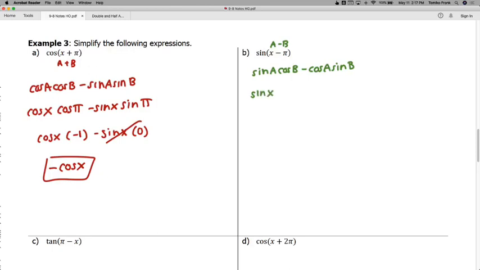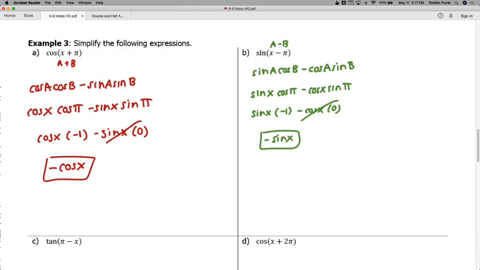So this becomes the sine of x times the cosine of pi minus the cosine of x times the sine of pi. And again, what we see is we can evaluate cosine and sine of pi. So sine of x, the cosine of pi is negative 1. Cosine of x we can't do anything with, but the sine of pi again is 0. So again, our second term goes to 0, which is really nice, and we're just left with negative sine of x as our final answer there.